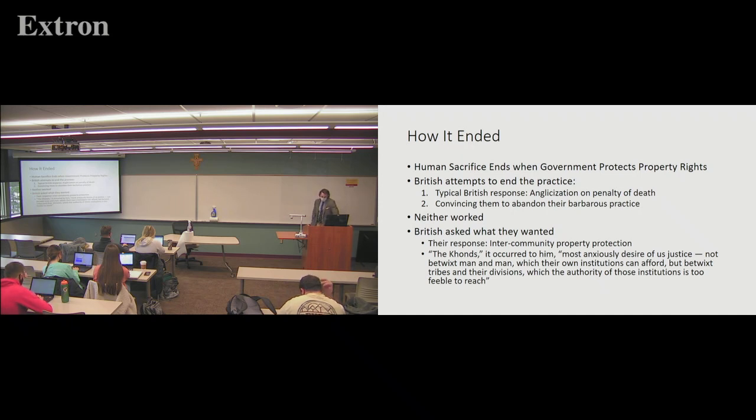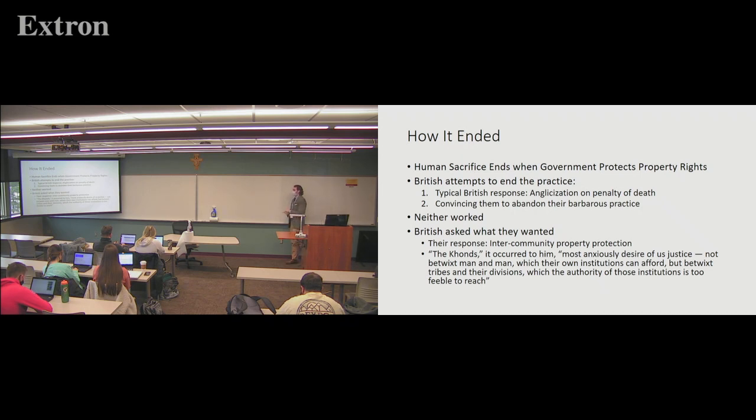So Macpherson offered to arbitrate, not between the individuals of the same tribe. He would let the communities handle that, but he would arbitrate between the different communities. They immediately agreed to abandon the human sacrifice. They had no more reason to do this now that they didn't have the threat of other communities coming in and destroying their wealth. So he said, the Khonds most anxiously desire of us justice, not between man and man, which our own institutions can afford, but betwixt tribes and their divisions, which the authority of those institutions is too feeble to reach.